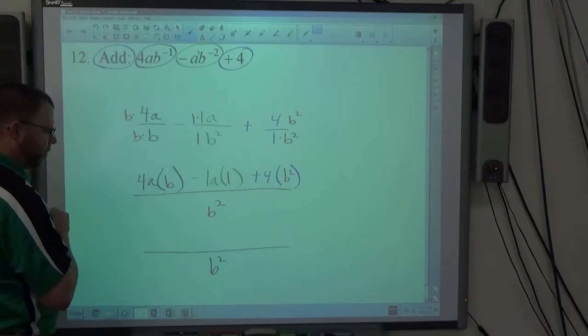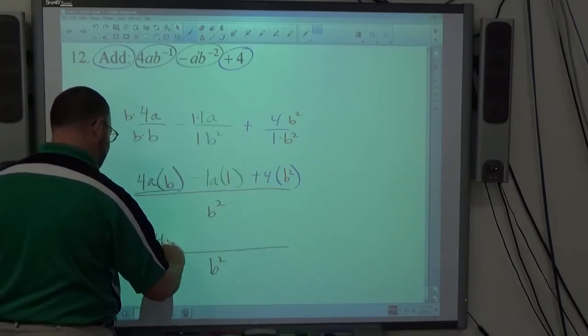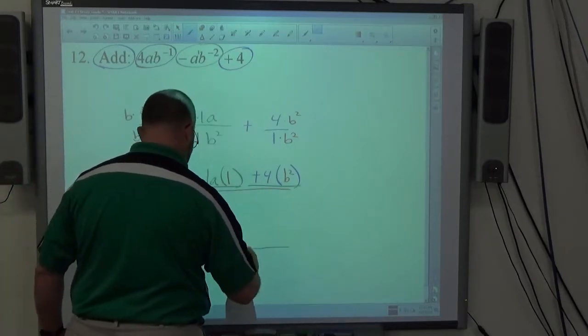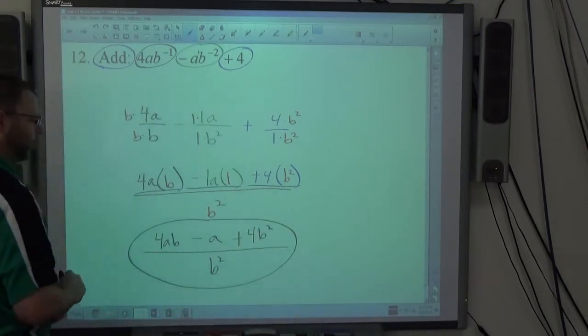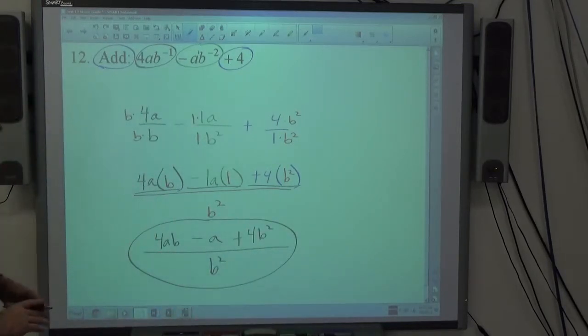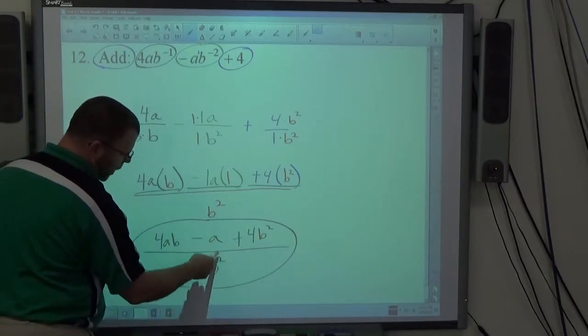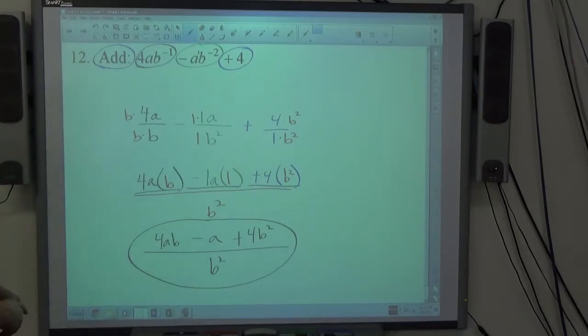Common denominator goes in the bottom. Simplify each of these as much as possible. This is just 4ab. That's going to be minus a. That's going to be plus 4b squared. That's as much as you can possibly do to that problem. Don't try and reduce it. Stop there. The only reduction possible might be a b. B, no b. So the fact this term is missing a b means reduction by b is impossible.